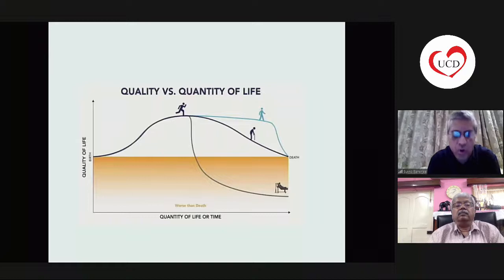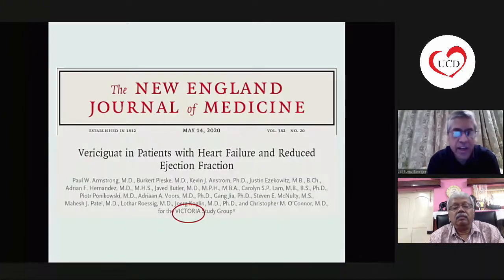Now let's move on to another important thing. What is more important, quality of life or quantity of life? And again, I would say probably no other recent study exemplifies this as well as the one that arose from the publication of the VICTORIA study, where vericiguat was used in patients with heart failure and reduced ejection fraction.